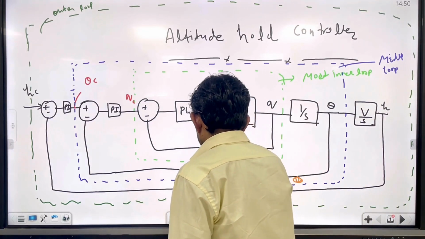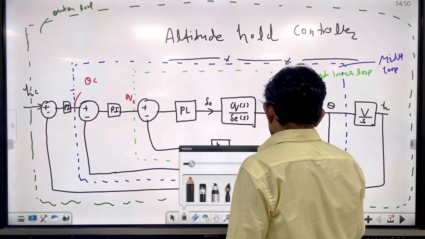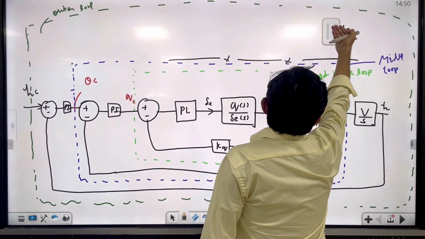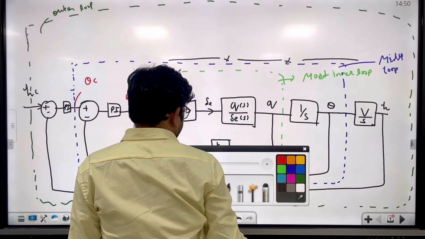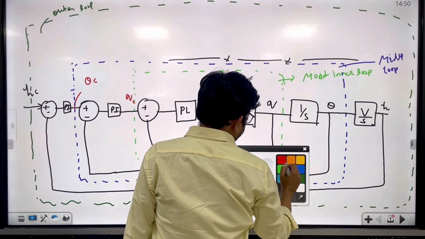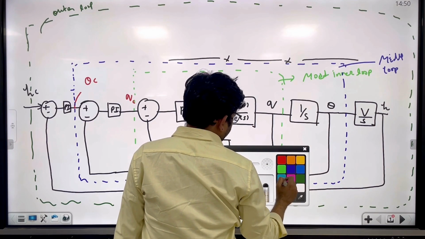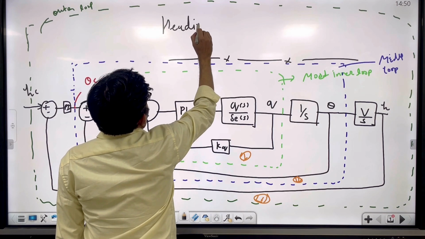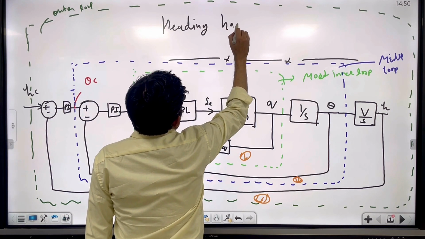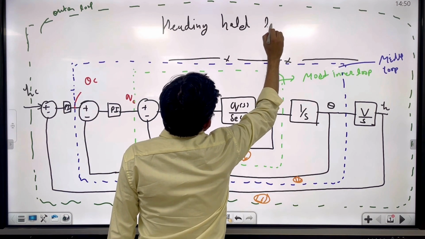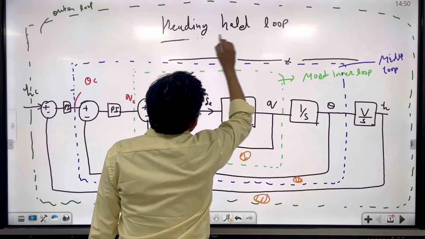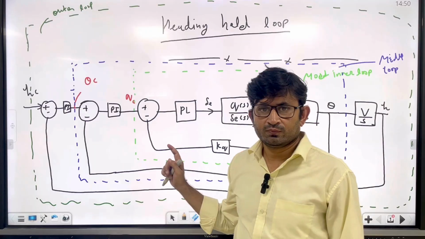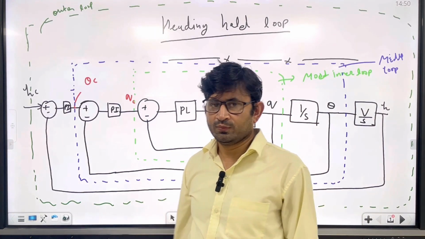Like in pitch we have delta E, the elevator. One by one we will do, not a problem. So here I can write heading hold loop. Now we are going to change this loop for a heading hold loop.